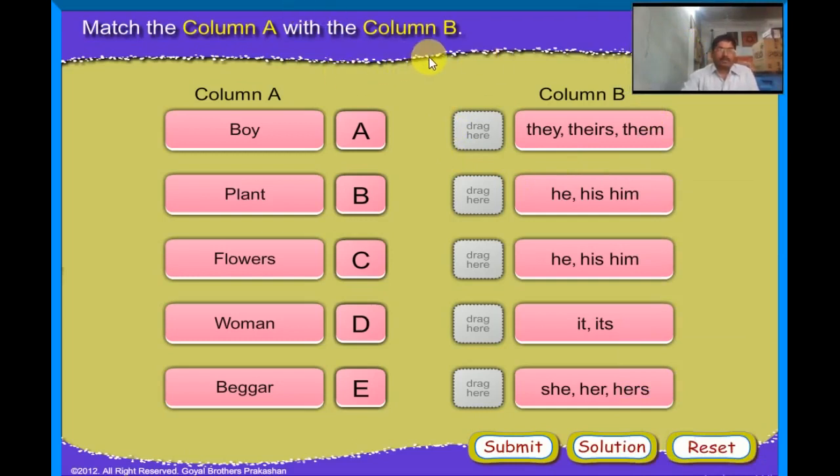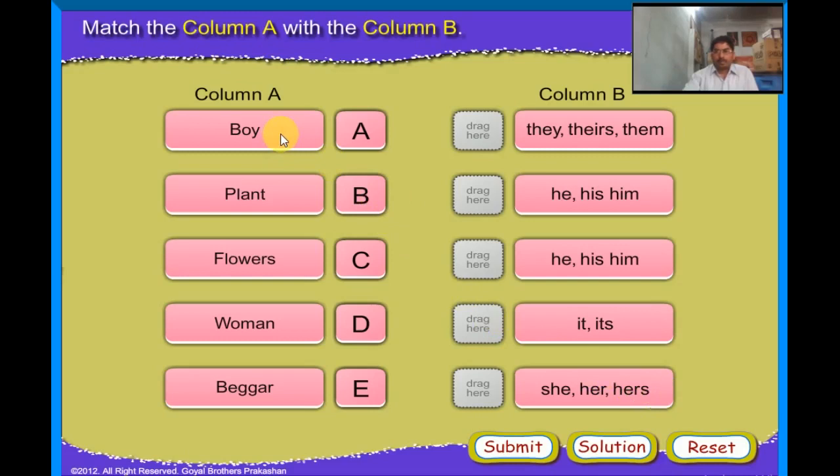Match the column A with the column B. Boy, plant, flowers, woman, beggar. They, them. He, him. It, it. She, her.